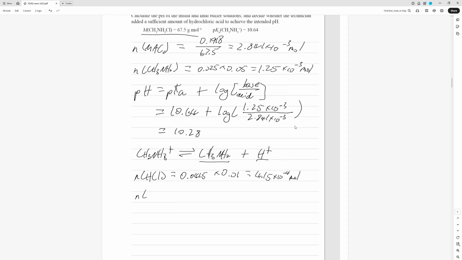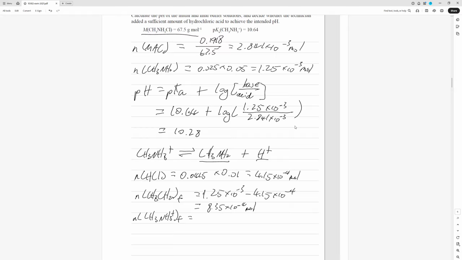So, moles of the conjugate base is going to be initial moles, so that's this. So 1.25 minus the moles added, giving us 8.35. And the moles of CH3NH3 plus final is going to be the inverse. You just add it to the initial moles, and that will be 3.256.